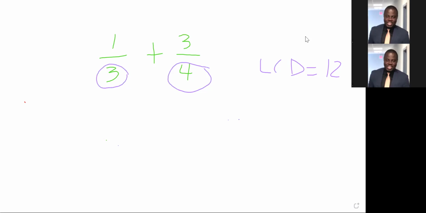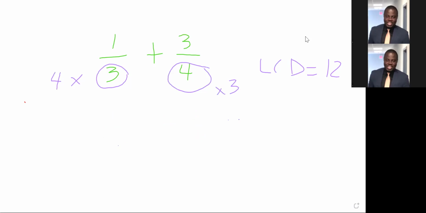But you don't want to just multiply 4 by 3. Yes, that is going to give you a 12 at the bottom. And then if you multiply 4 by 3, that is also going to give you 12 at the bottom. But what is going to happen is that our fraction is going to change to that. And that doesn't help us because the value of the fraction changes. 1/3 is not the same as 1/12. 3/4 is not the same as 3/12. So this is not going to help us. And do not do that when you're solving these kind of problems.